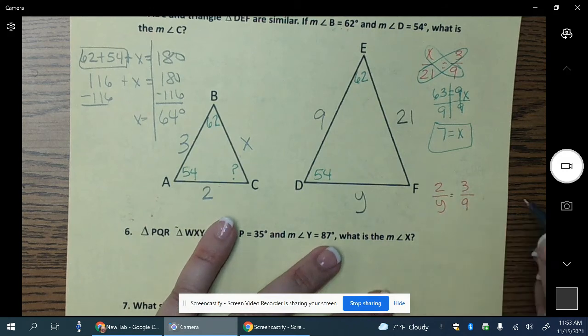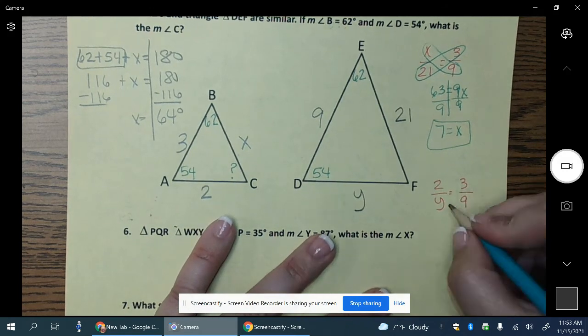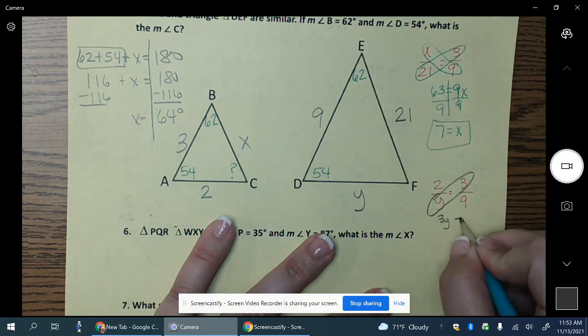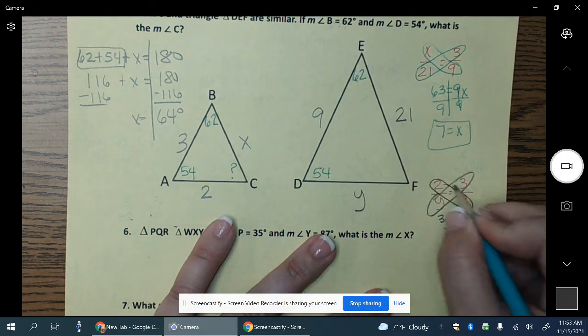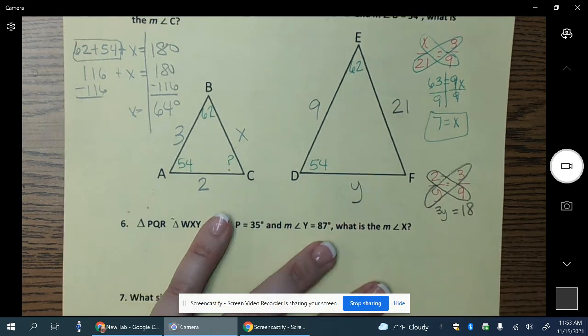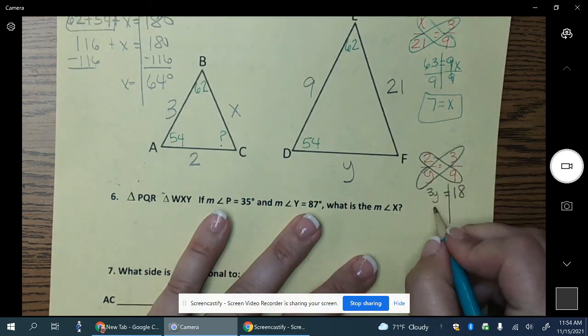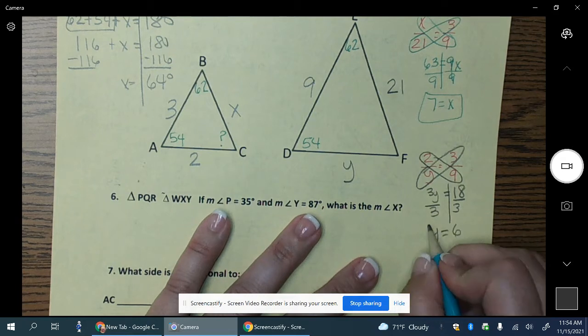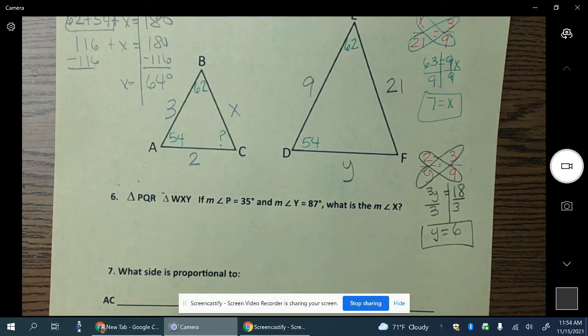Okay. Now what do we do? Cross multiply. Cross multiply. This side is 3y. This side is 18. What do we do? Divide by 3. Divide by 3. And what does y equal? Okay. If you need help, we'll have time today to get some help while you're working.